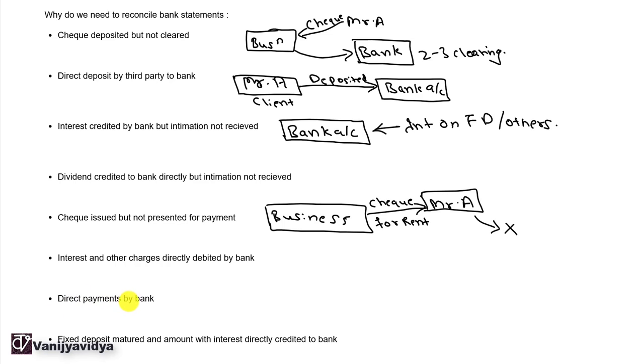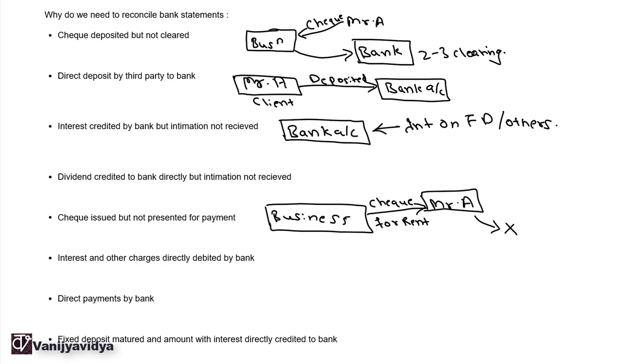Next, direct payments by bank. Sometimes a business may instruct the bank to make certain payments, say electricity bills, rent, or regular payments like salaries. So direct payments are made by the bank, and if we don't get an intimation from the bank, these direct payments will be recorded in the bank statement but won't be recorded in our books of accounts.